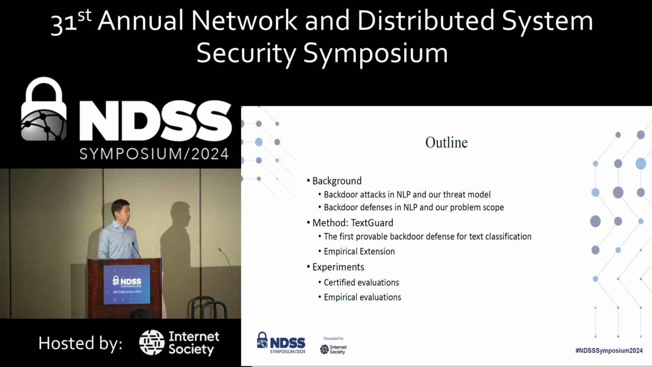So here is the outline of my presentation. First, I will introduce background knowledge, which includes backdoor attacks and defenses in natural language processing. And I will define our threat model and the problem scope. Next, I will introduce our method, TextGuard, which is the first provable backdoor defense on text classification. And we further propose two empirical extensions to our method to make it more applicable in practice. Finally, I will introduce our experimental result, which includes certified evaluation and empirical evaluation.